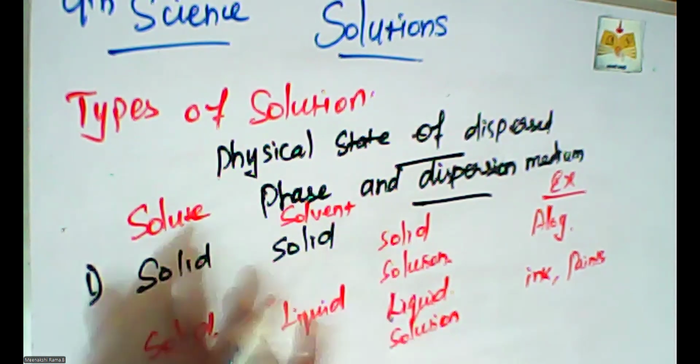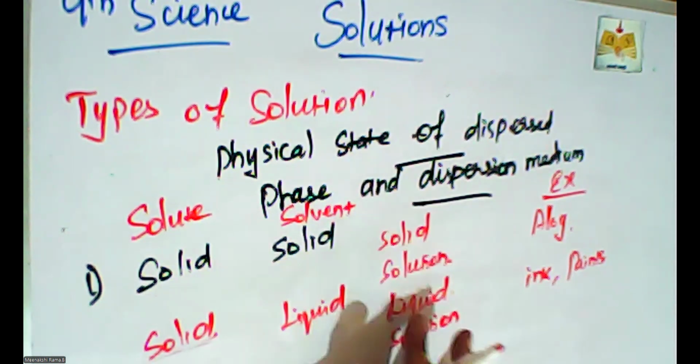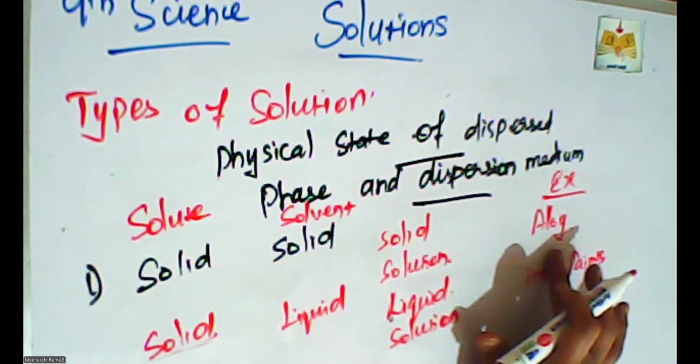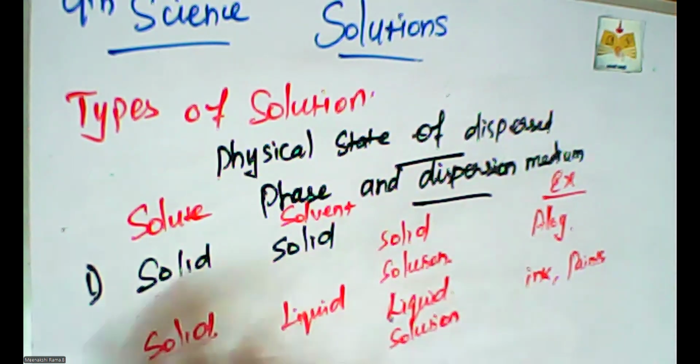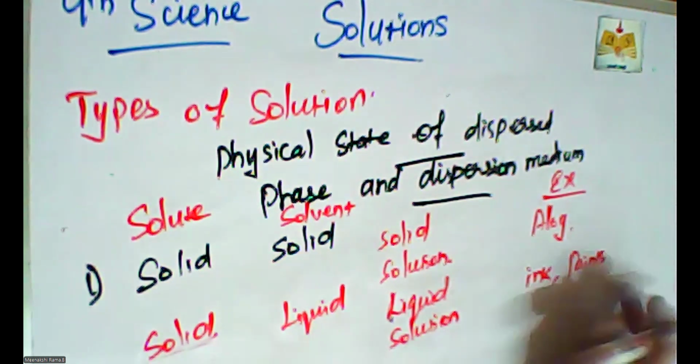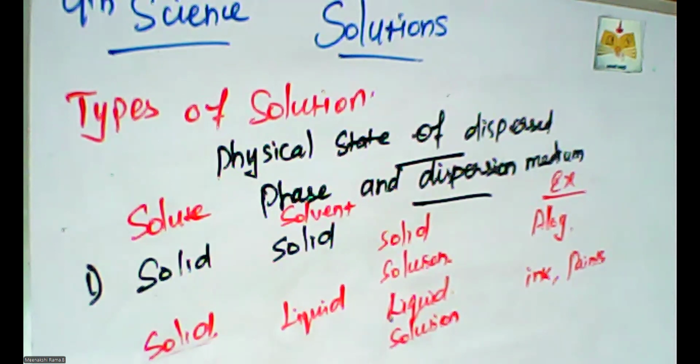Solid mixture is called a solid solution, example is alloy. Next one is a solid-liquid mixture, the example is liquid solution. The name of the solution is liquid, and the examples are ink and paint.